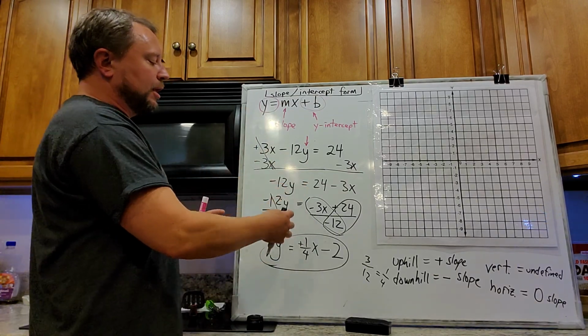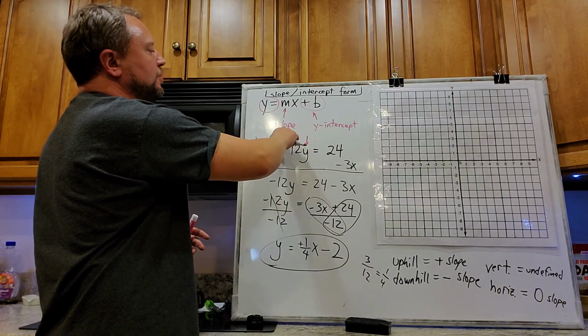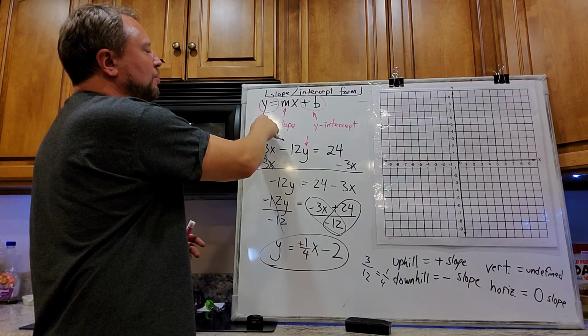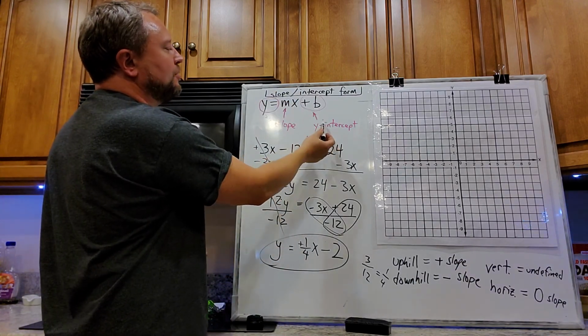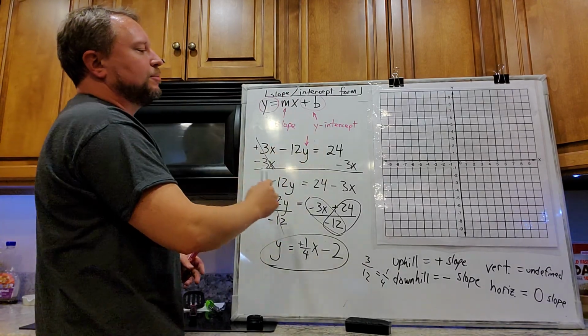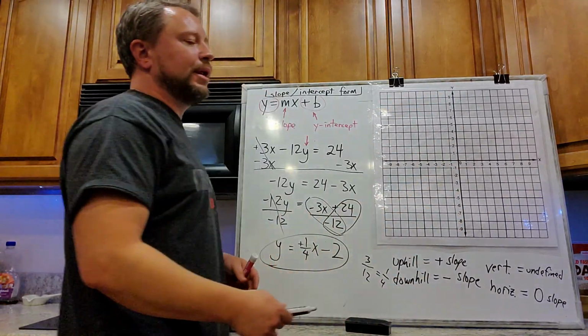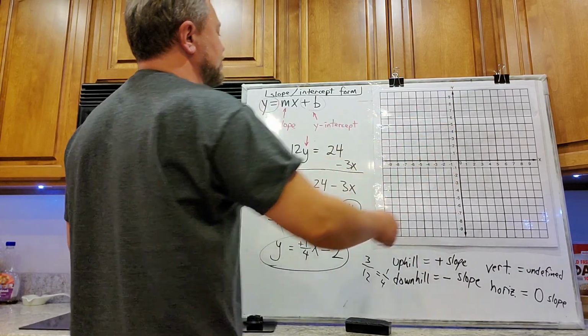And now I could look at this and be able to graph it by determining what my y-intercept and slope are. Okay, when you get the y by itself in slope-intercept form, I like to always look for the y-intercept first, because that y-intercept is where it's going to cross the y-axis. Thus the name y-intercept. It crosses the y-axis.